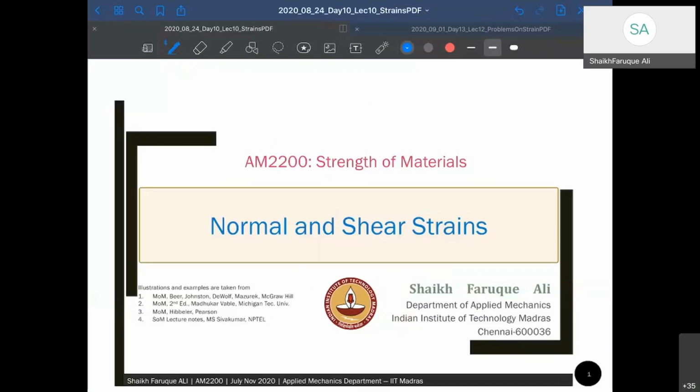In the last few classes, we went through stresses and we saw there are two kinds of stress. One is shear stress, another one is normal stress. And we understood in great detail the shear stresses and normal stresses, where they appear and how they appear. And also we have looked into the transformation of the stresses, right?